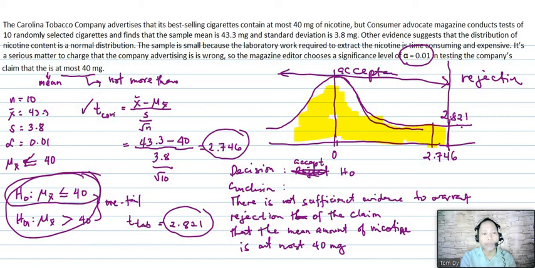2.821. So our t computed, 2.746, is less than 2.821. Therefore, it is found in the acceptance region. Therefore, we accept our null hypothesis. So if we accept our null hypothesis, then we conclude that there is no sufficient evidence to warrant rejection. That means we accept our claim that the mean amount of nicotine is at most 40 milligrams.